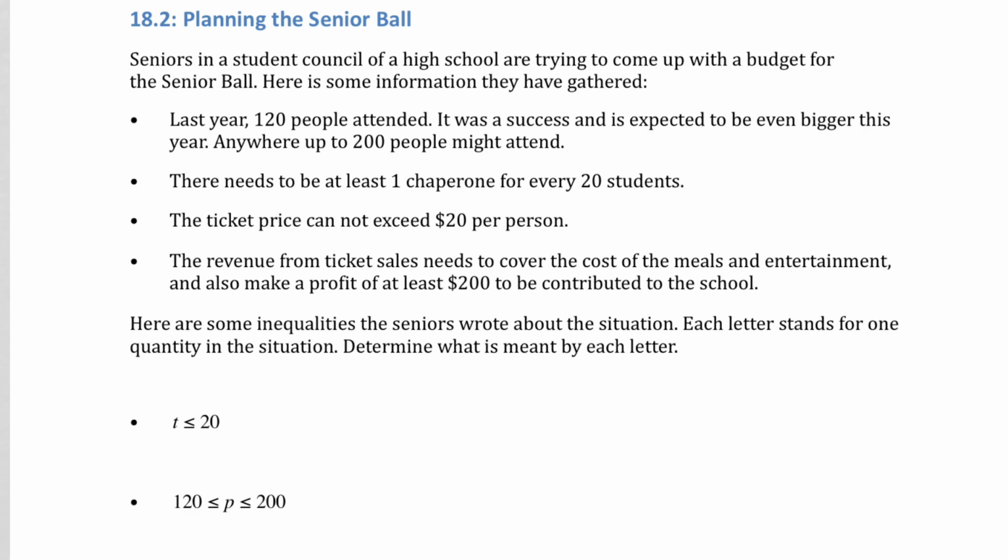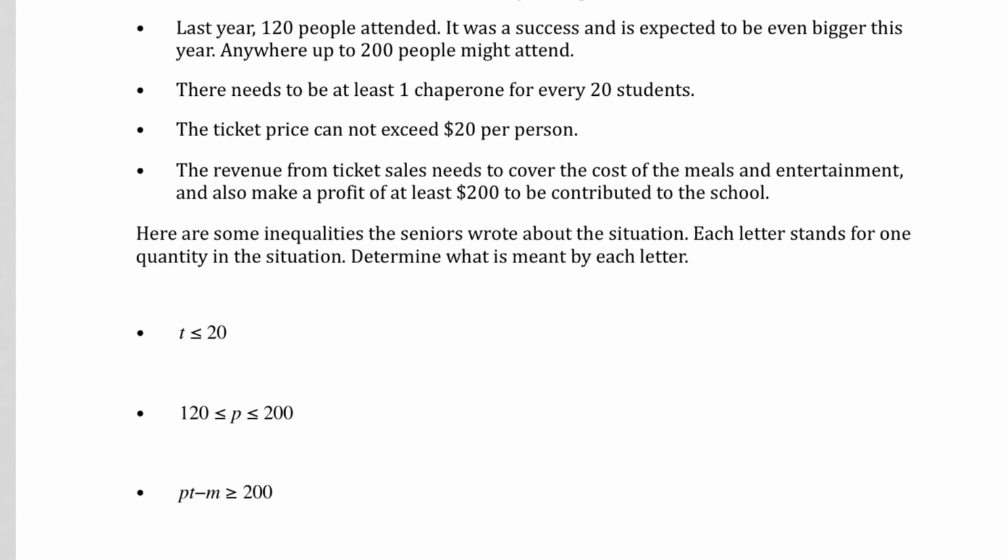Here are some inequalities the seniors wrote about the situation. Each letter stands for one quantity in the situation. Determine what is meant by each letter. So we have T is less than or equal to 20. What is that going to represent? The tickets. Chaperones. I think it's going to be the tickets. I think that is what we are looking for because it needs to be less than $20 per person. It can't be any more than $20 per person. So this T is going to be tickets.